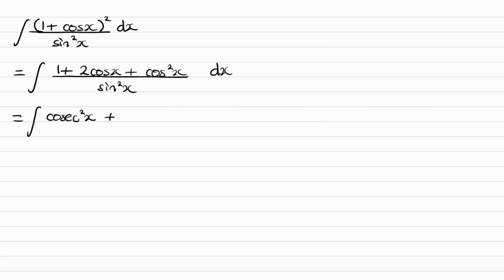I'm going to keep this the same for now, as we are going to change the form of that fraction there. So 2 cos x over sine squared x is that bit. And then we have cos squared x over sine squared x, which would end up being cot squared x. Okay, so we can integrate cosec squared x. We can't integrate cot squared x, but we can use the identity.